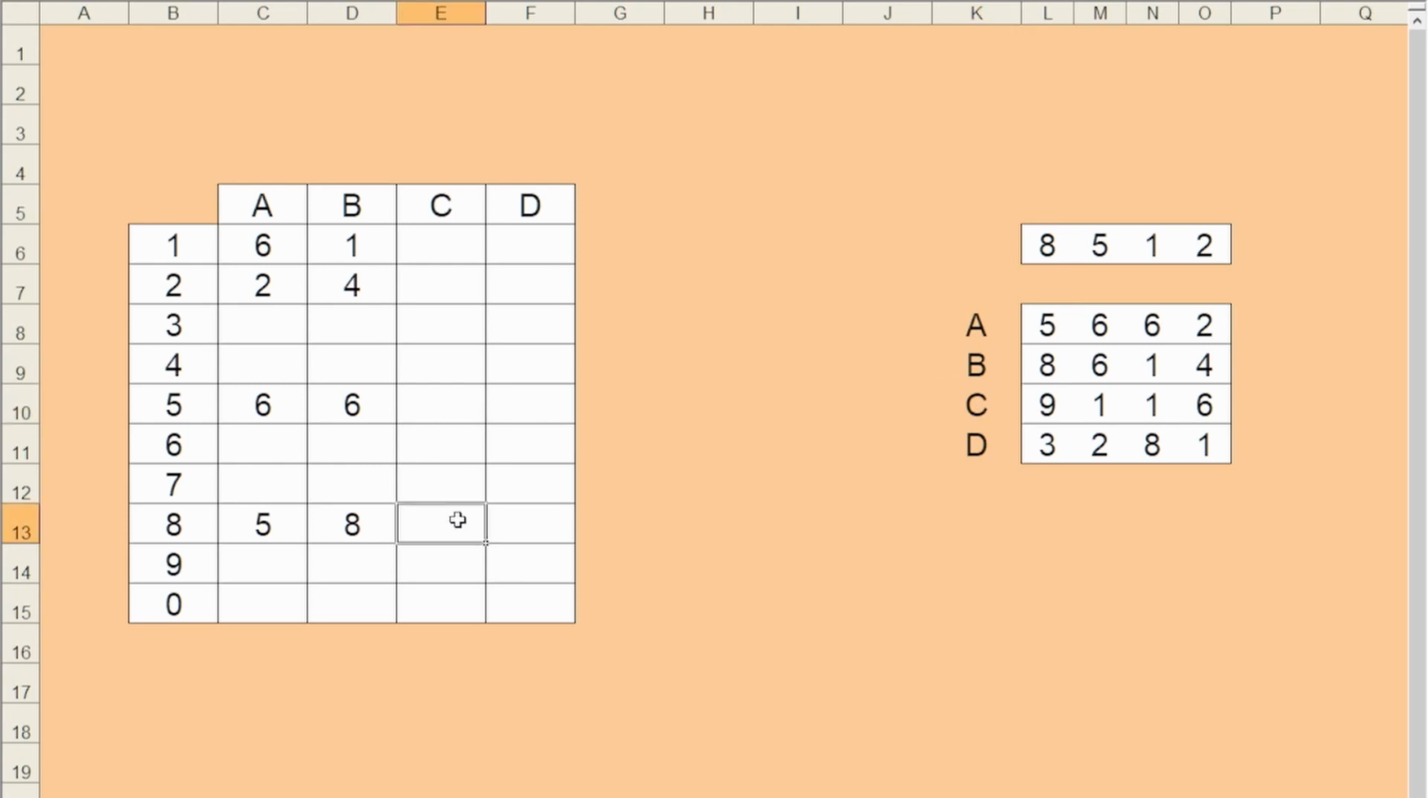8 is now a 9. And then 5 is now a 1. And 1 is now a 1. And then finally the 2 is now a 6.